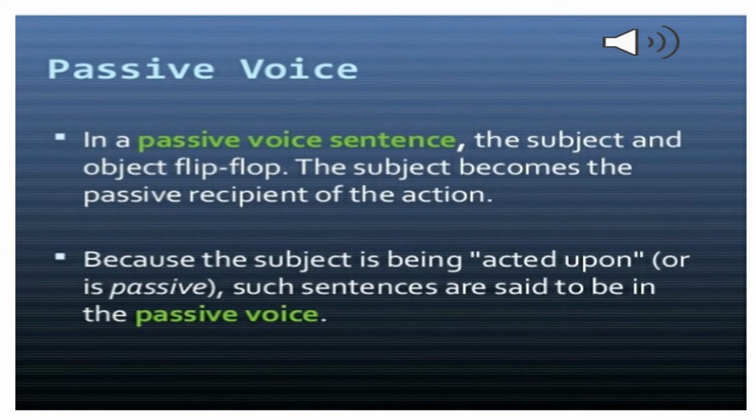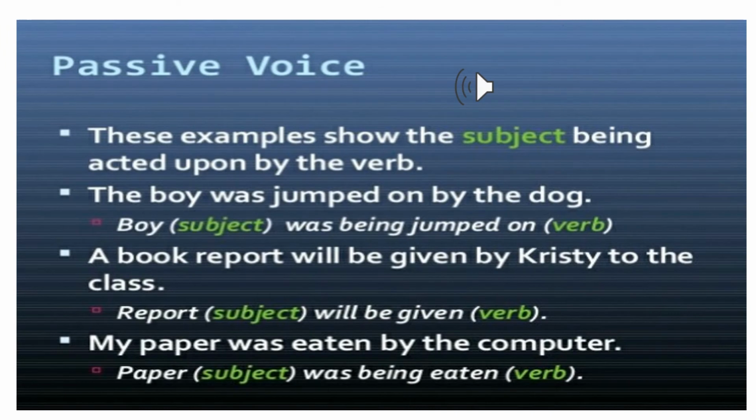Passive voice is used when we want to emphasize the action, that is the verb and the object of a sentence rather than the subject. This means that the subject is either less important than the action itself or that we don't know who or what the subject is. Here you have a few examples. Please go through it. The first example is that the boy was jumped on by the dog.